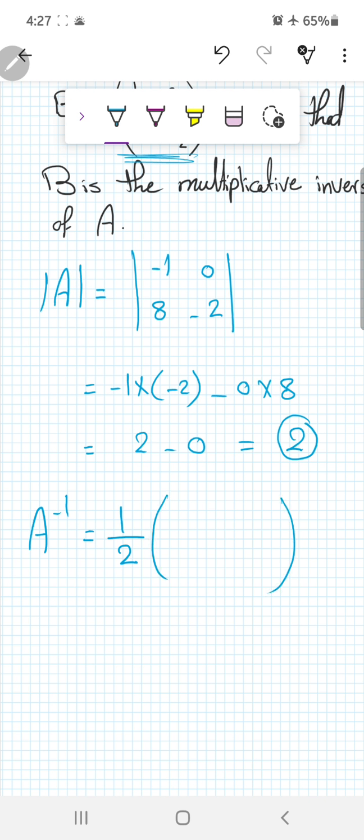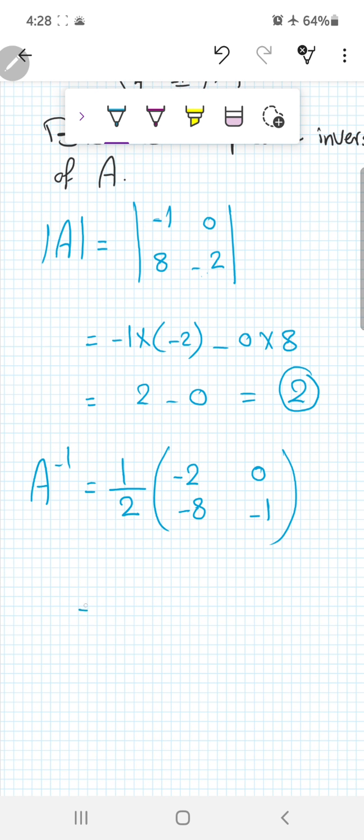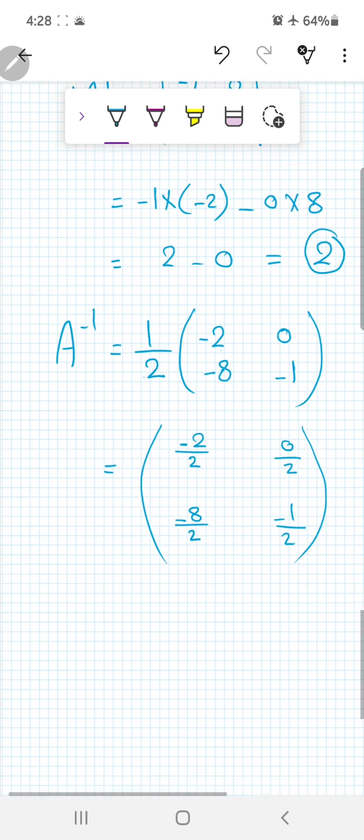Open the matrix. Change the main diagonal, so here will be negative 2, negative 1. And change the sign of the other diagonal. Here 0, it will be 0, neither positive nor negative, and 8 will be negative 8. Okay. Make every element in the matrix divided by 2. So here we have negative 2 divided by 2, 0 divided by 2, negative 8 divided by 2, negative 1 divided by 2, and simplify it by using your calculator.